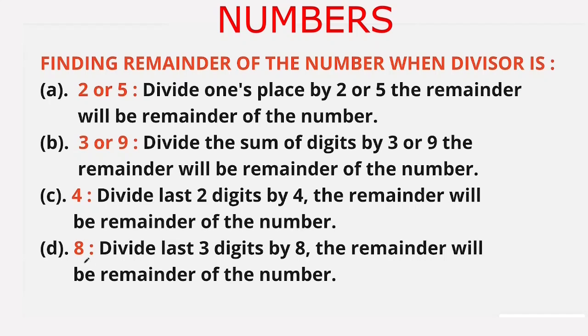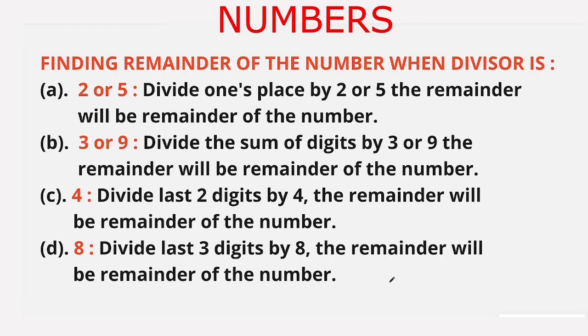Part D: 8. It means that you are dividing by 8. Divide the last three digits by 8. The remainder will be the remainder of the number. It means that if the number is given to you and it is to be divided by 8 and you have to find the remainder, then what you have to do? You have to divide only the last three digits of the given number, and whatever remainder you get will be the remainder of the given number.